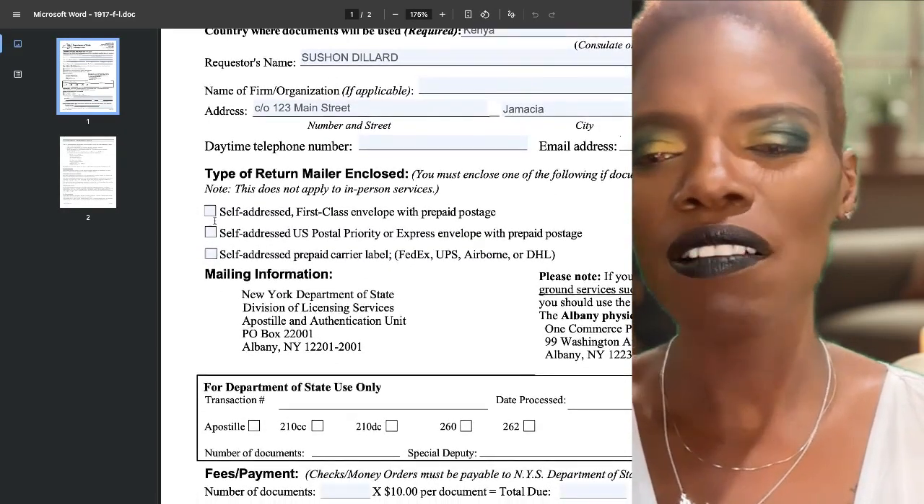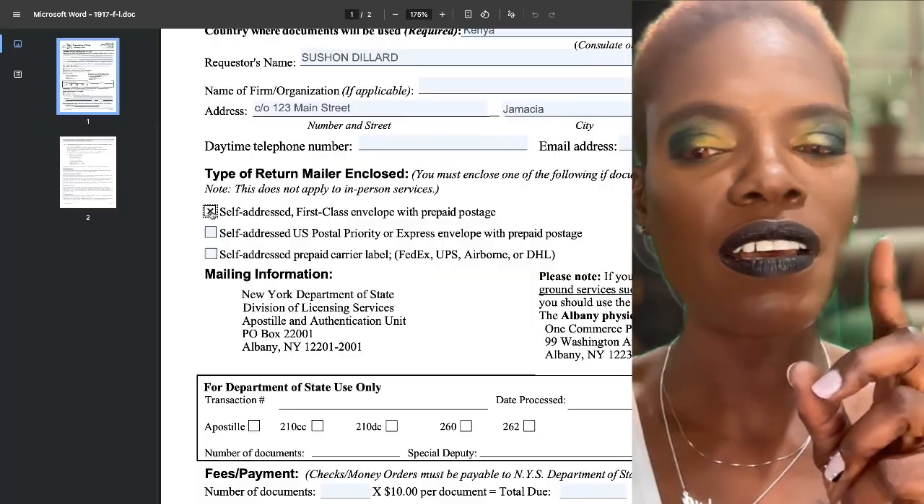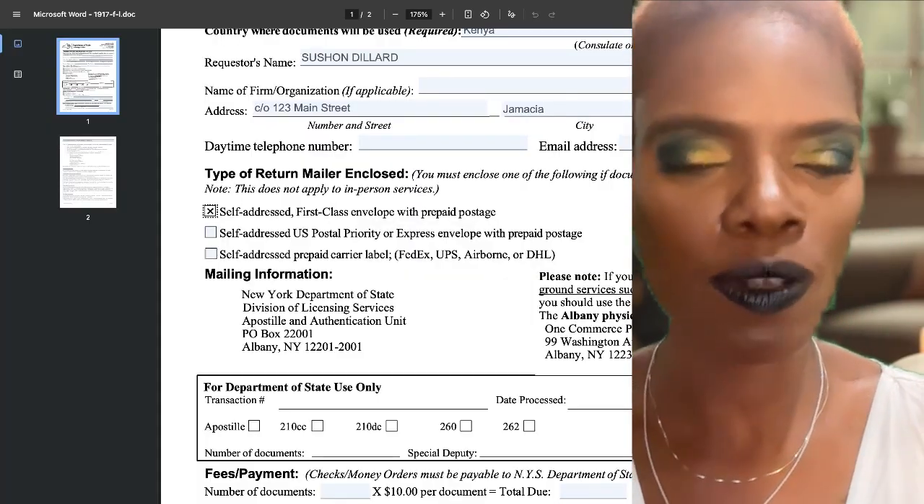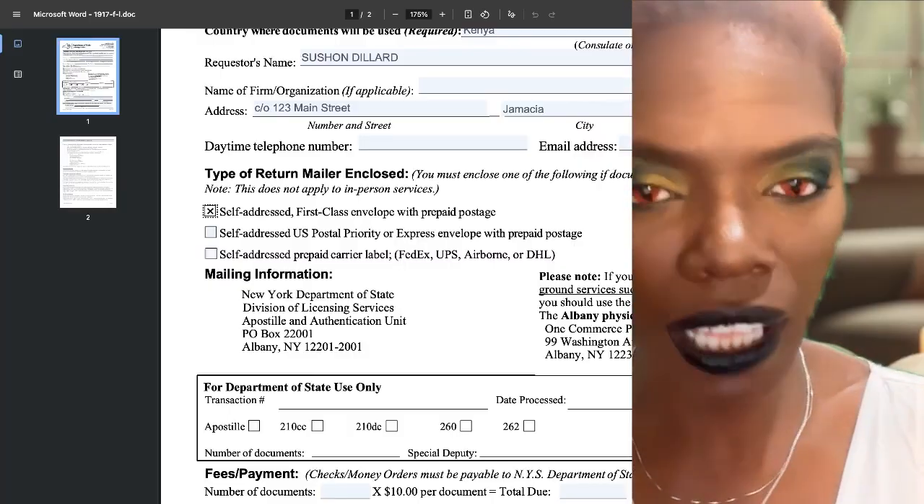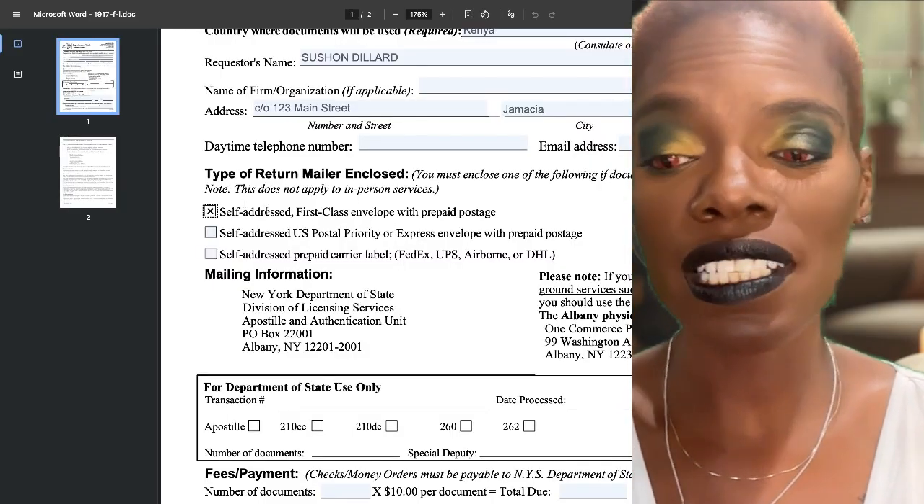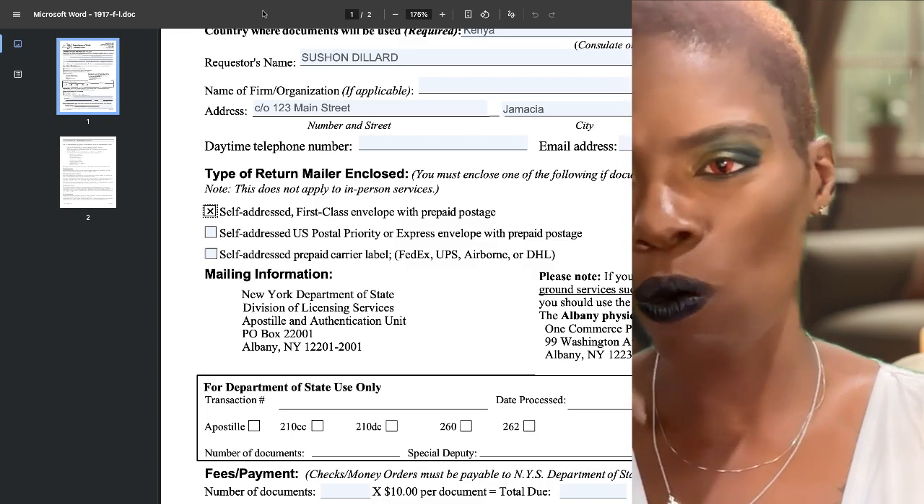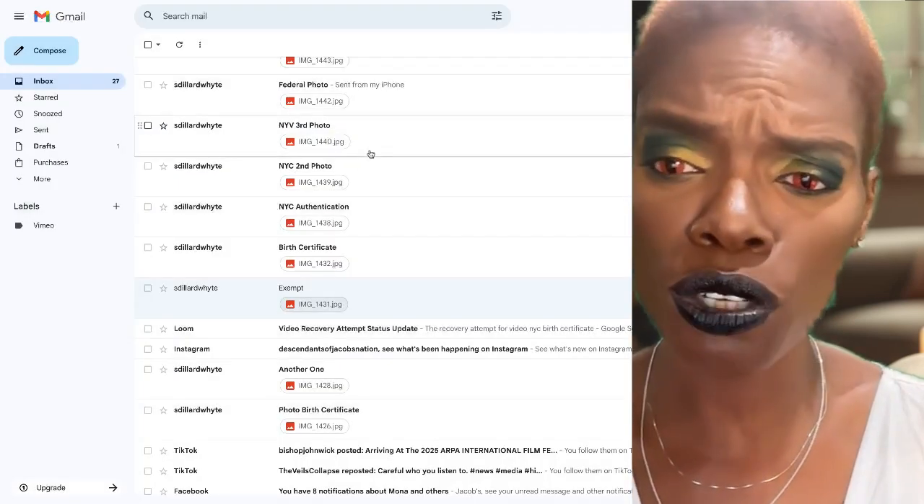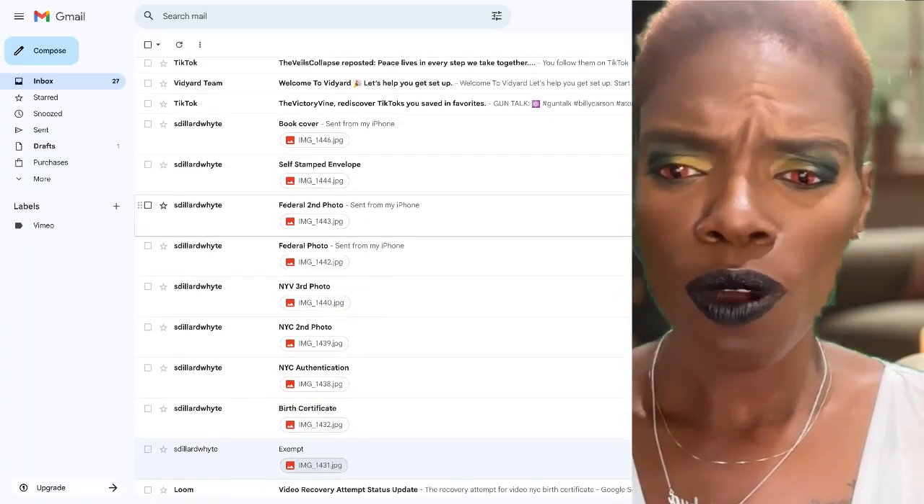Second, they're going to have us a self-addressed stamped envelope for those who are going to be mailing in your application. Yes, you need a self-addressed stamped envelope. What does it look like, what does it mean? I would like to show it to you because I want to show you another part.